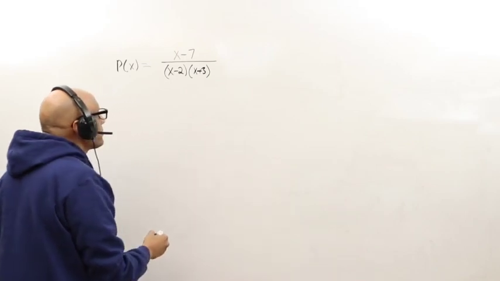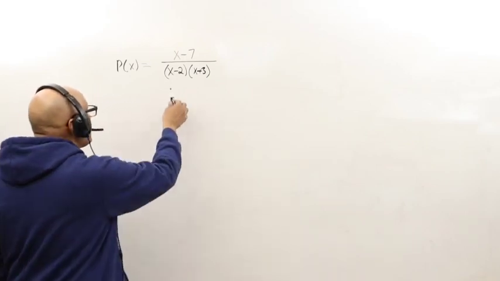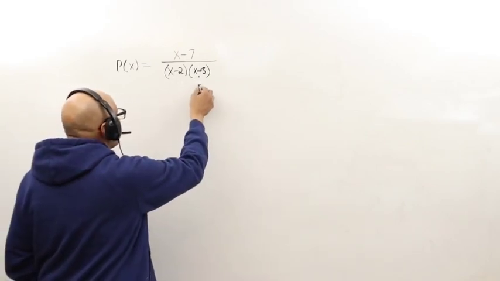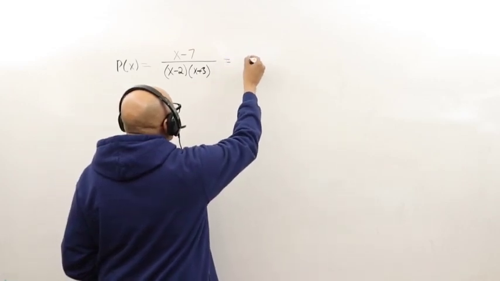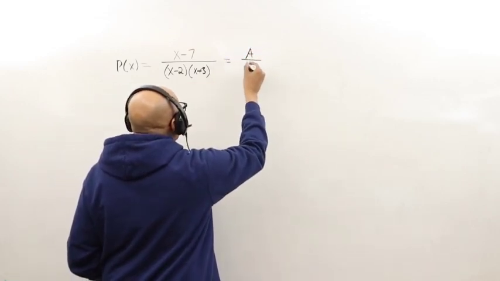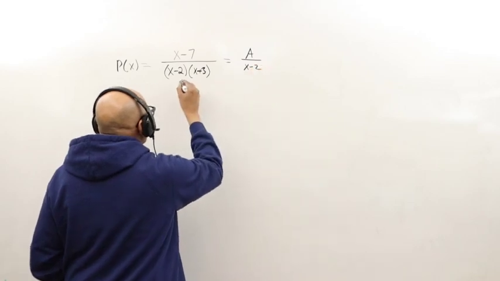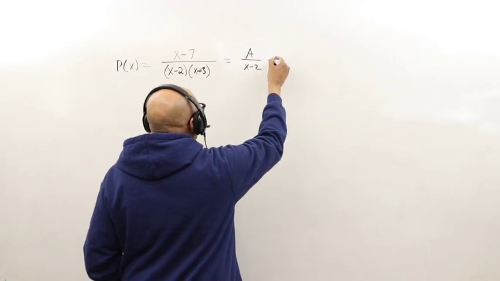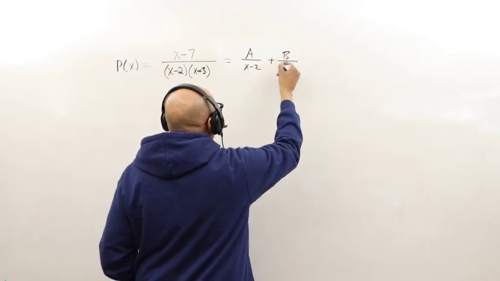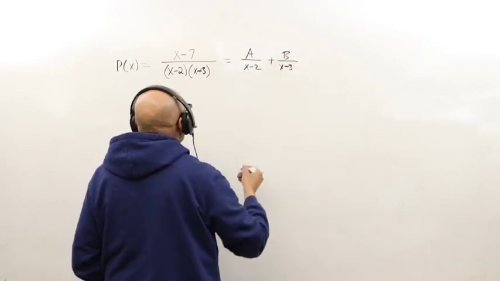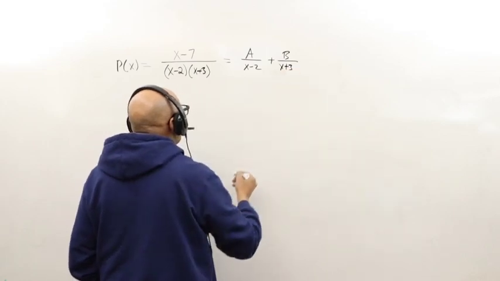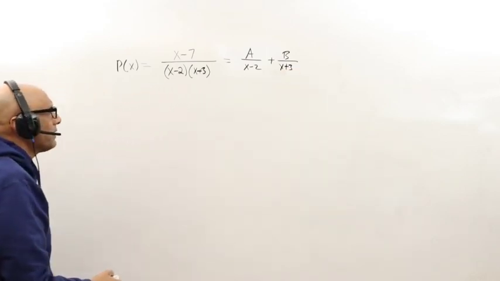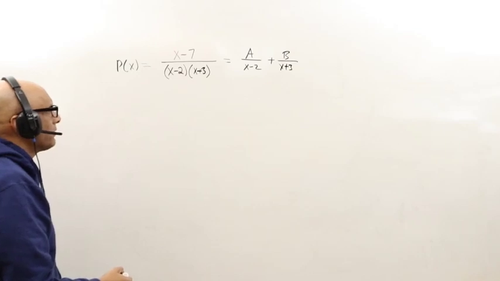So we're doing a partial fraction decomposition. So we take a look at the denominators. We can write this as some constant a over x minus 2, the first factor, and the second term is b over x plus 3. So we have to solve for a and b for all values of x.